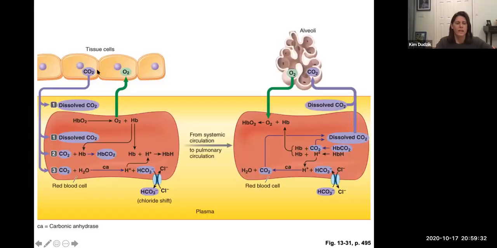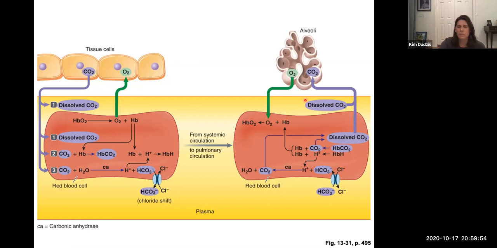Okay, and so that is what I just showed you down here at the tissues. But then as the blood is moving around and heading back to the right side of the heart to the pulmonary circuit, we want to get rid of this CO2. And so we do. Everything you see here happens in reverse.